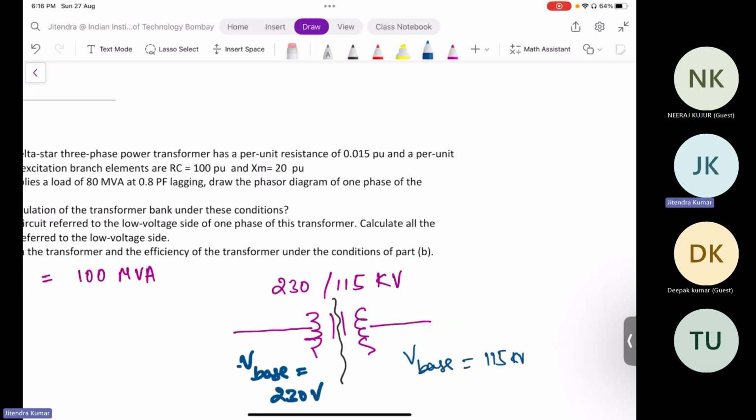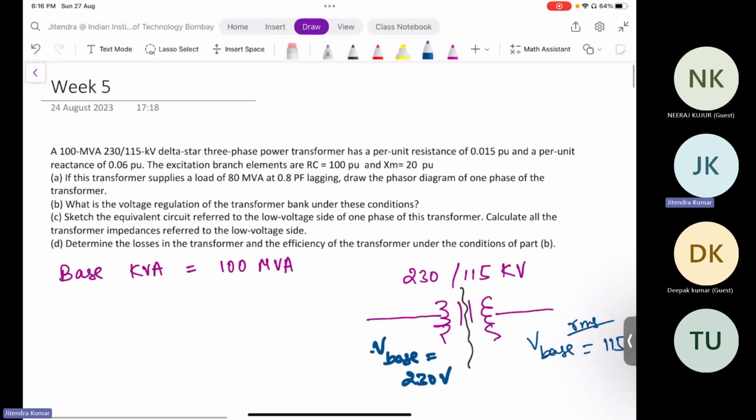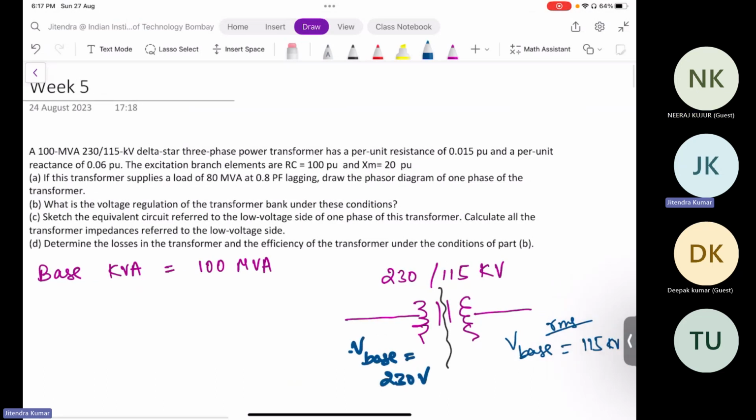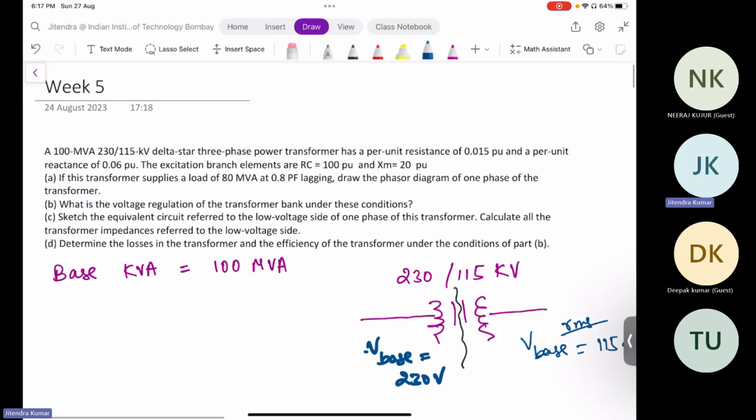These must all be given in RMS. You might be well aware that all ratings are mentioned in RMS terms. It is always the case unless it is stated. The nameplate ratings are always in RMS. 230 volt, 400 volt, everything is written generally in RMS unless it is stated. All the nameplate values are in RMS.